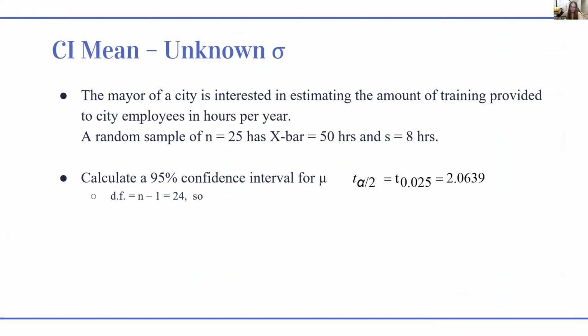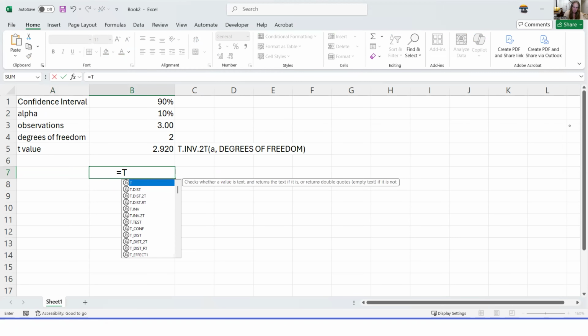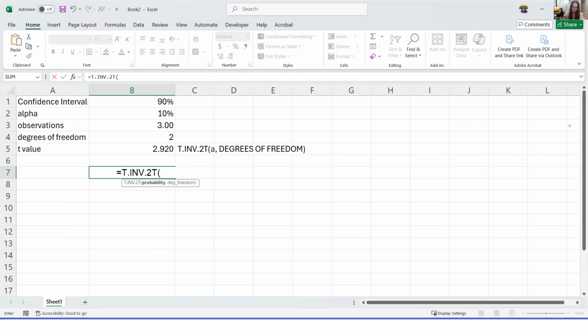And if you want to calculate it in Excel, in this case, let's just try. We say equals t dot inv dot 2t, right? Two-tailed t-test. All you need is alpha and the degrees of freedom. In this case, it's 0.05 because 95% confidence, there's a 5% unknown, right? That's the alpha, comma, the degrees of freedom. In this case, it's 24. Let's take a look.